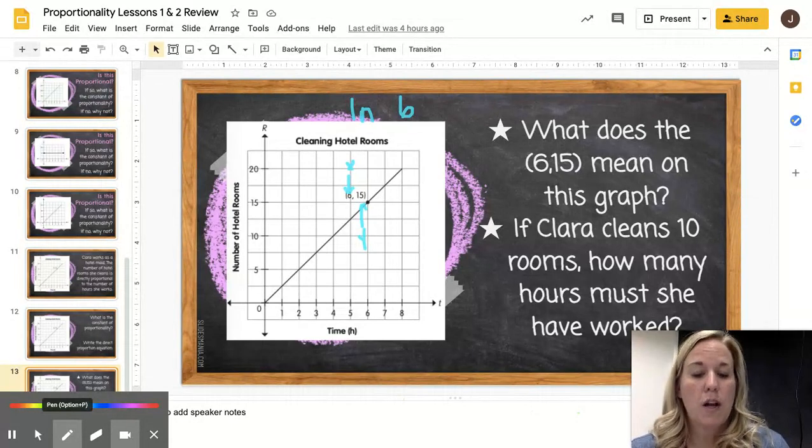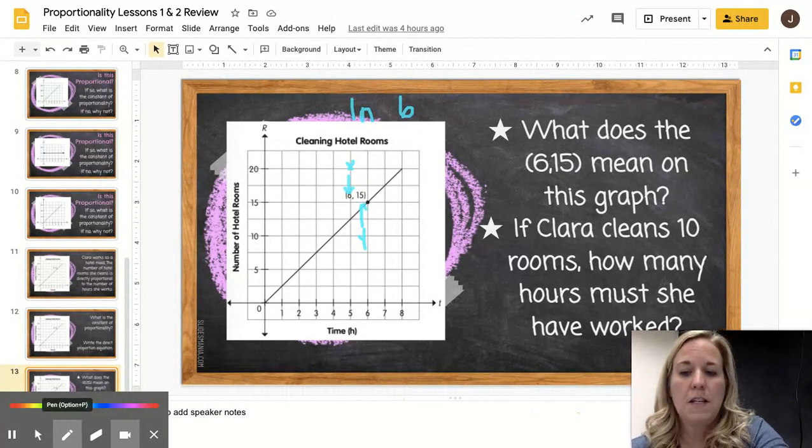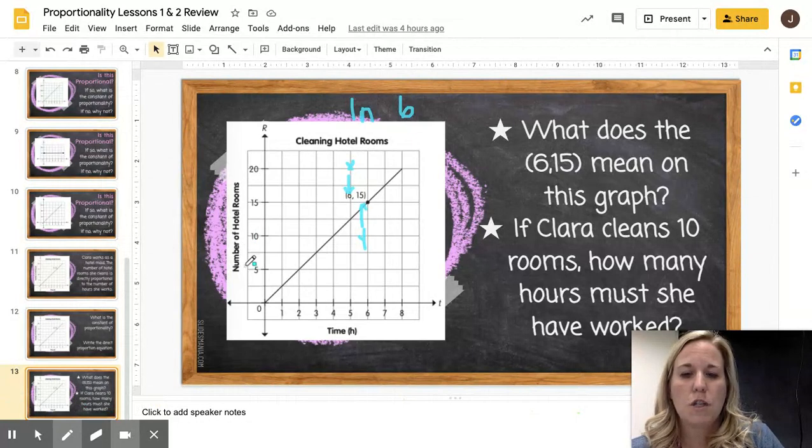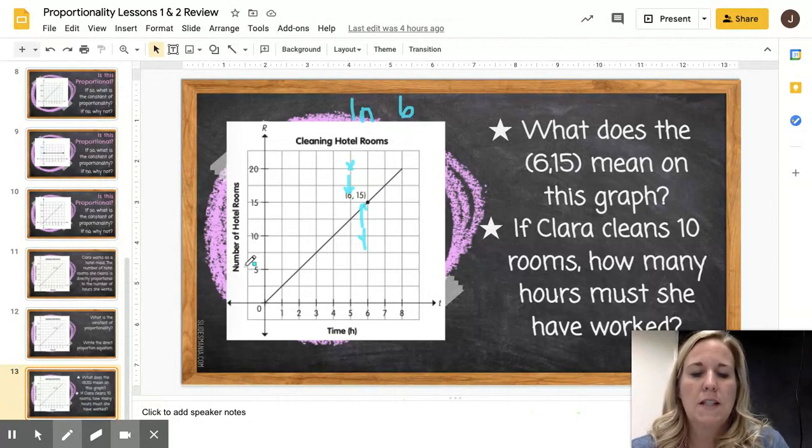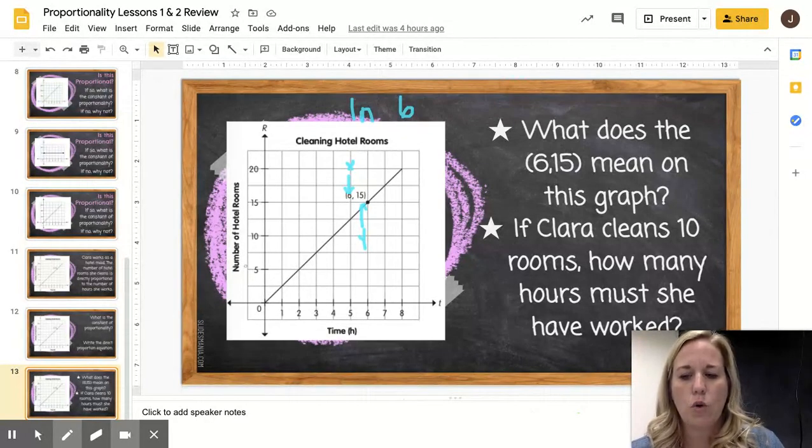And then I would look at what the 15 means. If I'm looking at the y-axis right here, it says number of rooms. So I would say in 6 hours, Clara can clean 15 rooms. That's what the 6,15 means specifically for this graph. So you use your labels to help you when you're trying to tell what a coordinate pair means. Okay, and then let's look at the other one.